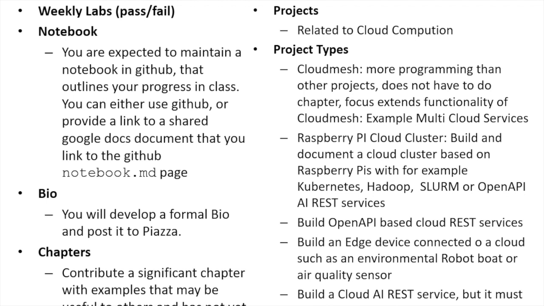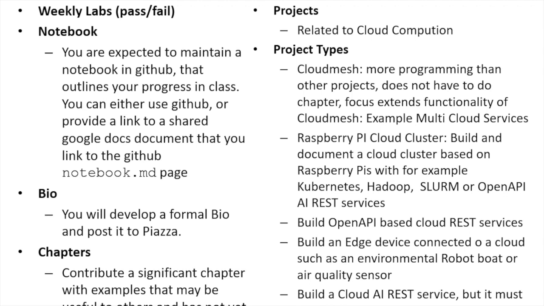The next one would be the development of a cloud cluster based on Raspberry Pis. The reason why this is interesting is because you have full control over the hardware. There we would look into things such as deploying Kubernetes, Hadoop, Slurm, and Open API REST services.